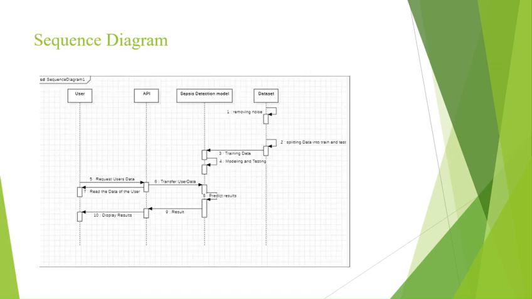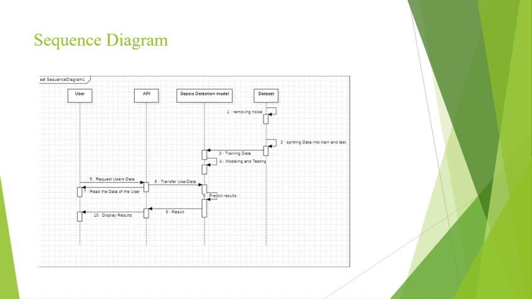Sequence diagram. In the first step, the dataset is pre-processed to remove noise, ensuring clean data for modeling. In the second step, the dataset is split into training and testing sets for model evaluation. Then, the sepsis detection model is trained using the training data. After that, the trained model is tested using the test data to evaluate its performance.